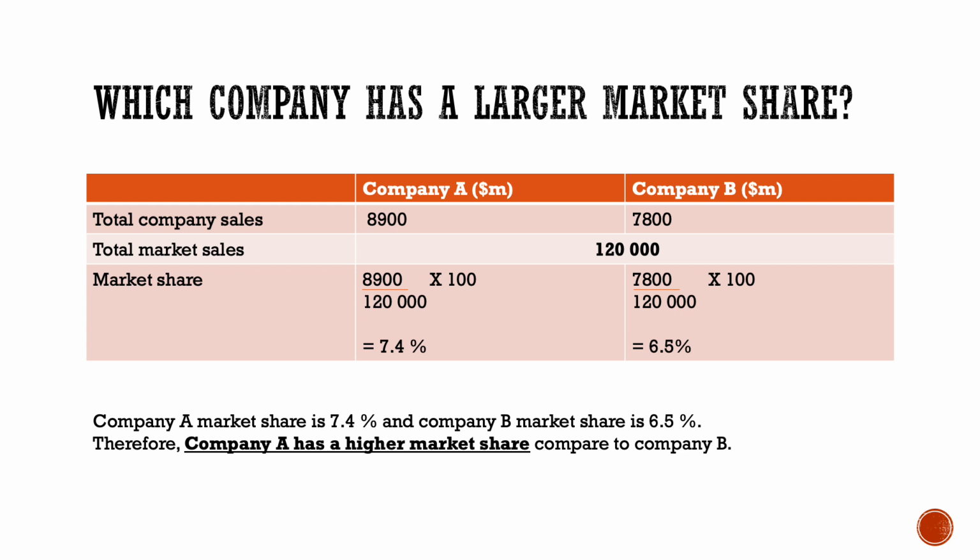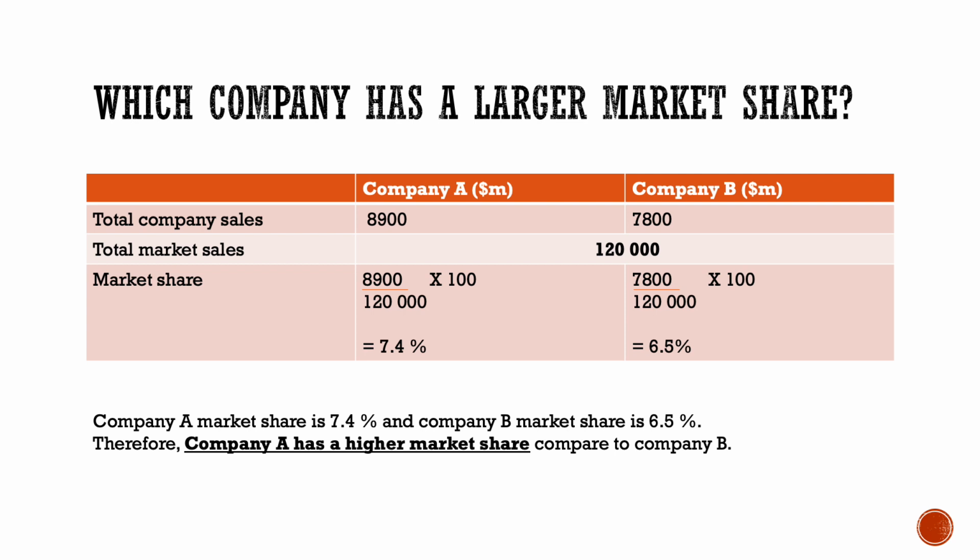Market share, we know our formula. Market share is equal to company sales divided by market sales multiplied by 100. So here for company A, it is 8,900 divided by 120,000, we'll ignore the million dollars, multiplied by 100. So the answer is 7.4%.